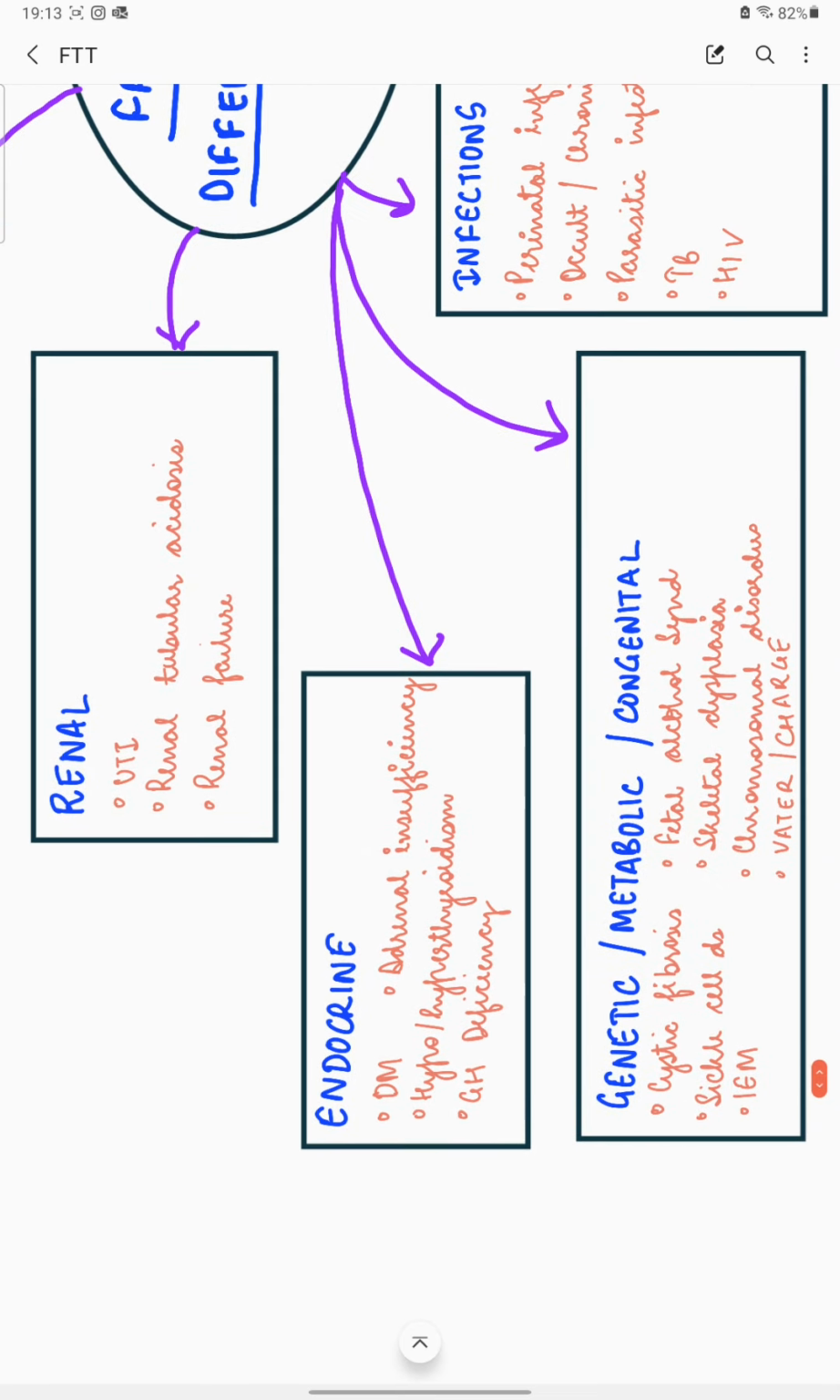Endocrine causes: diabetes mellitus, adrenal insufficiency, hyperthyroidism, growth hormone deficiency. Genetic or metabolic or congenital causes include cystic fibrosis, sickle cell disease, inborn errors of metabolism, fetal alcohol syndrome, skeletal dysplasia, chromosomal disorders, VACTERL or CHARGE anomalies.